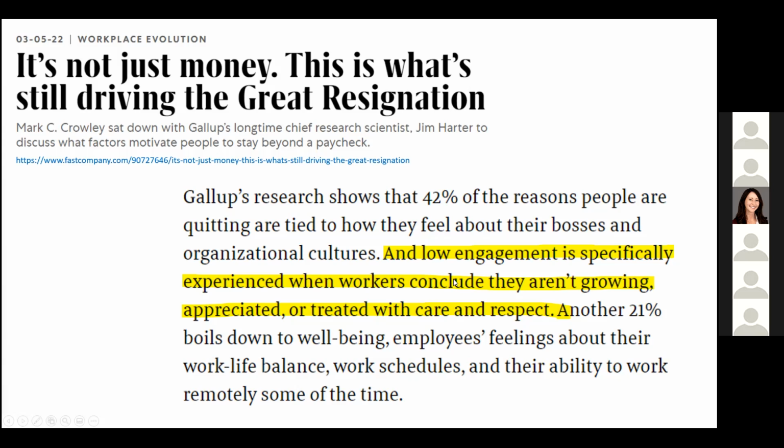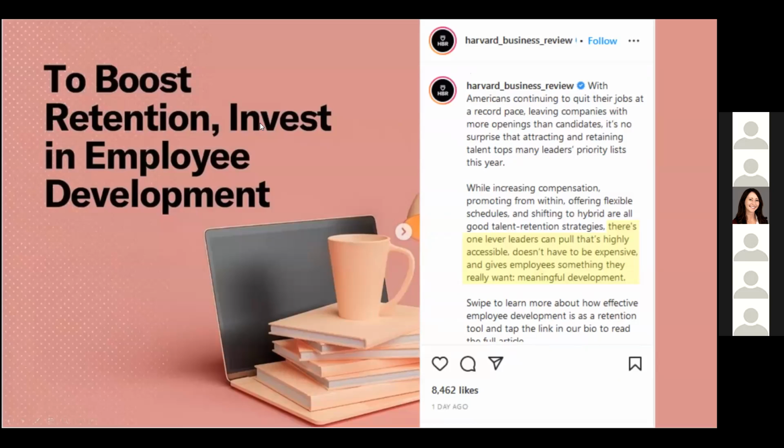I highlighted those for the reason that we're talking directly about appreciating people, not just giving them a pat on the back, but do we value what they're bringing with them on a daily basis? This literally just came out yesterday or 2 days ago on my Instagram feed, and so I included it here because I thought this is actually pretty perfect. To boost retention, invest in employee development, from this publication called Harvard Business Review. For those who don't know, Harvard's a school outside of Boston, in the Boston area. And they have this quote right here: there's one lever leaders can pull that's highly accessible, doesn't have to be expensive, and gives employees something they really want: meaningful development.